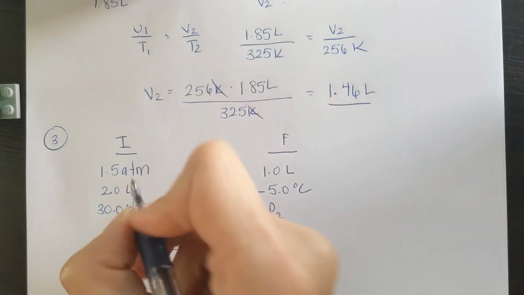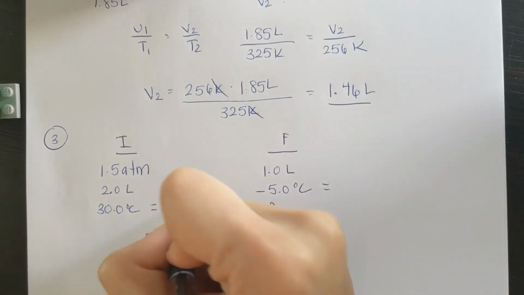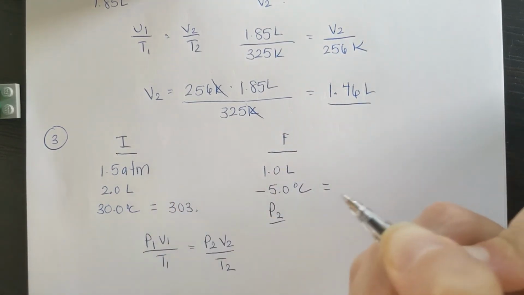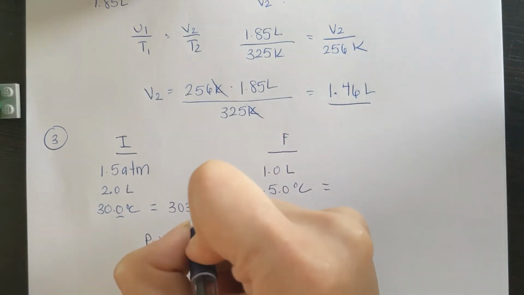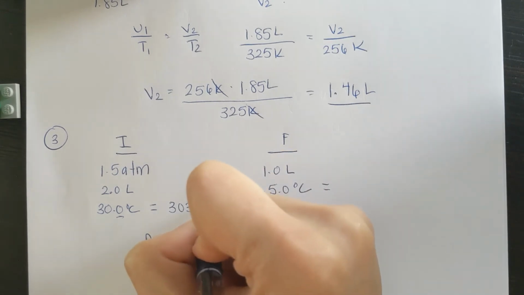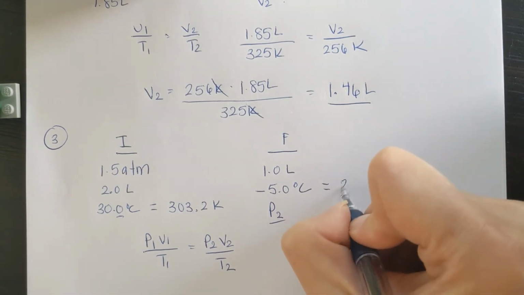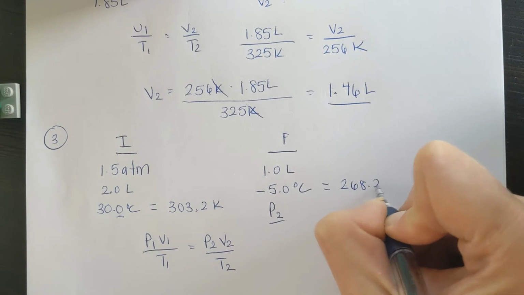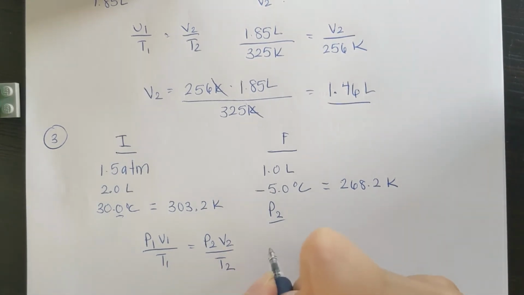Okay, so before we get in there, let's do a couple quick temperature conversions. So 30 plus 273 gives us 303. Since we have a measurement to the tenths, we'll keep this to the tenths, so 303.2 Kelvin. Now we have 273 plus -5, which gives us 268.2 Kelvin. Okay, so here's our 2 temperatures. So we're going to substitute everything in.